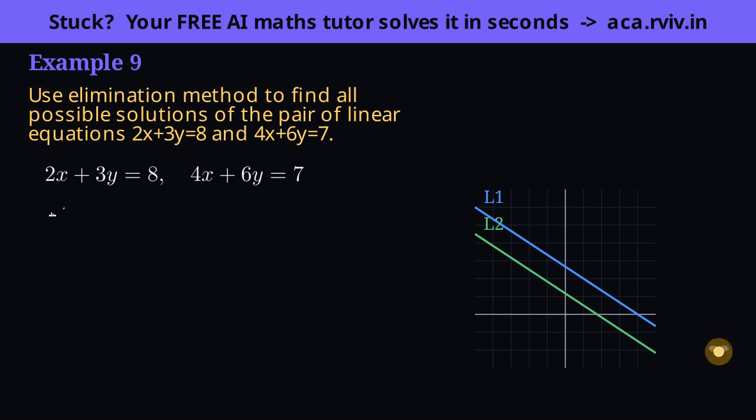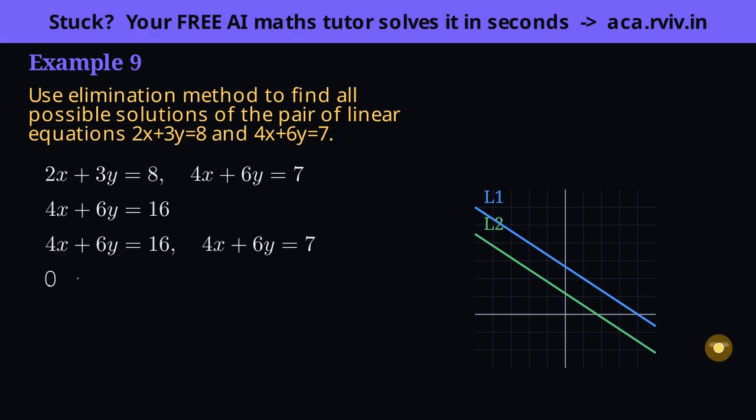To match the x coefficients, multiply the first equation by 2, turning 2x into 4x. Remember to multiply every term, so the right side 8 becomes 16. Now look at both. 4x plus 6y equals 16, and 4x plus 6y equals 7. The entire left sides are identical, same x term and same y term.